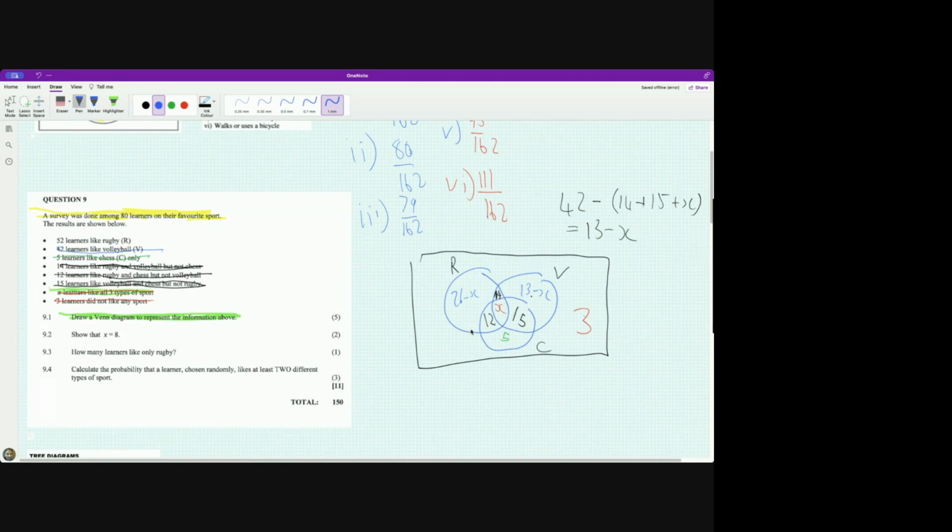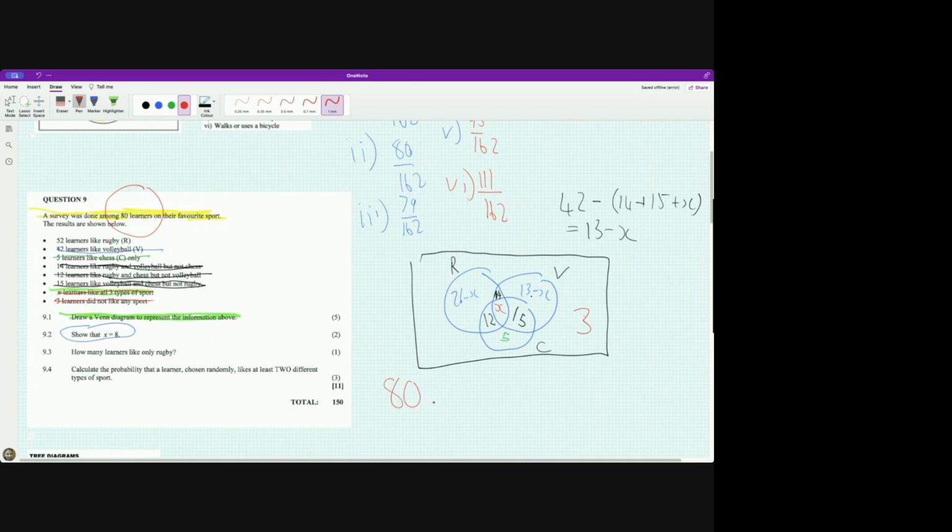Okay, fantastic. Now, next question for 2 marks. Show that x is 8. I would love someone to tell me, how do I suddenly solve for x? What piece of information do I still need to grab from the question? What's the piece of information that's going to help us finish this? It is the 80 over here.